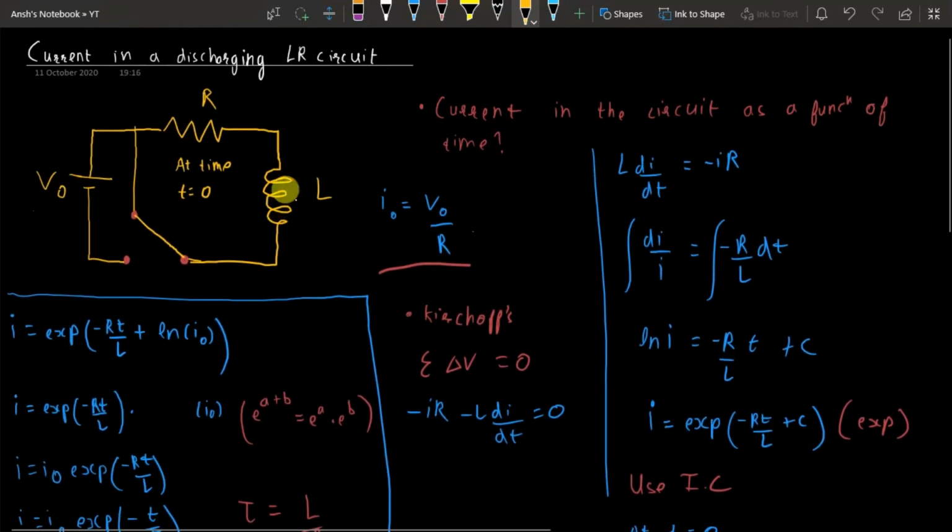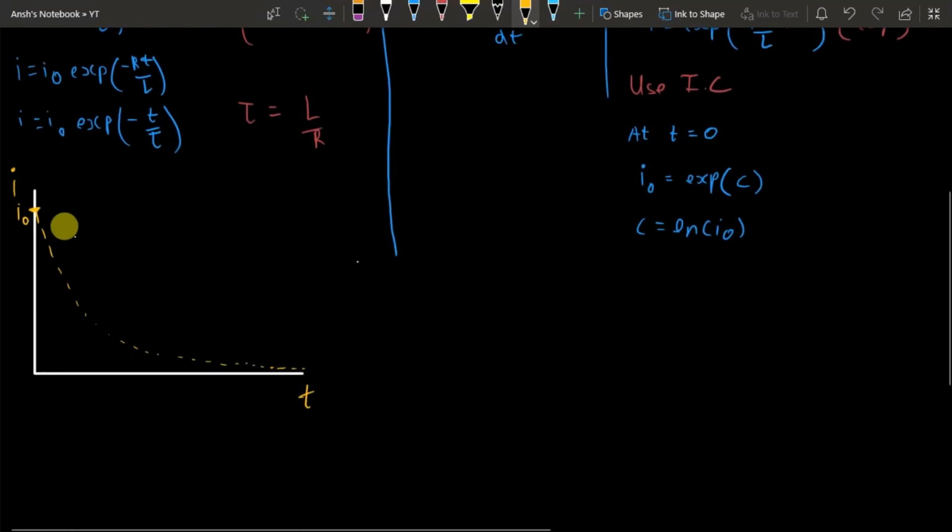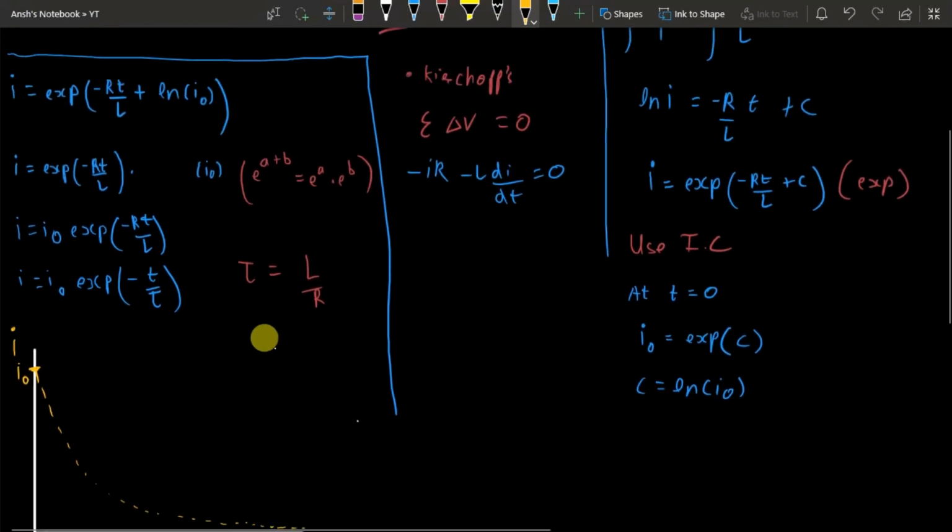The role that the inductor plays in this circuit is that it does not let the current in the circuit drop to 0 immediately. If we remove the battery the current should drop to 0, but because we have an inductor it won't let the current drop to 0 right away, but will rather make the current drop exponentially all the way to 0. So now we've found the current in the circuit in a discharging LR circuit as a function of time, which is given as follows.